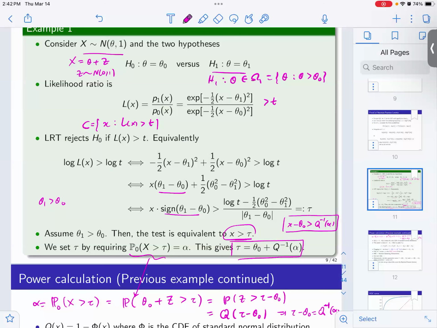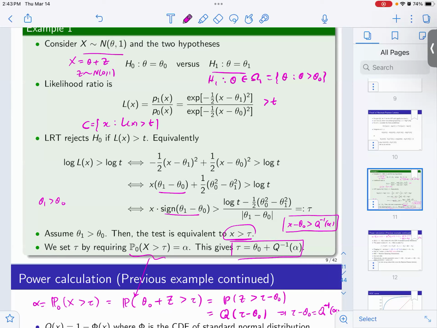So I would have to reject when x is smaller than the threshold. But as long as theta 1 is bigger than theta naught, the test is equivalent to this and it's independent of theta 1. So this particular test is most powerful against every one of the alternatives in this composite. So it's uniformly most powerful against this composite hypothesis test. That means that it maximizes the power at every point of the alternative, subject to the size. So these are called uniformly most powerful tests. We'll talk about them hopefully very soon.